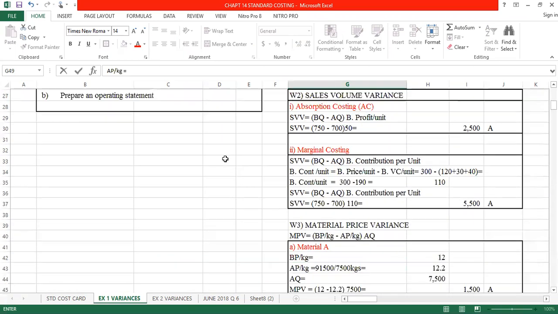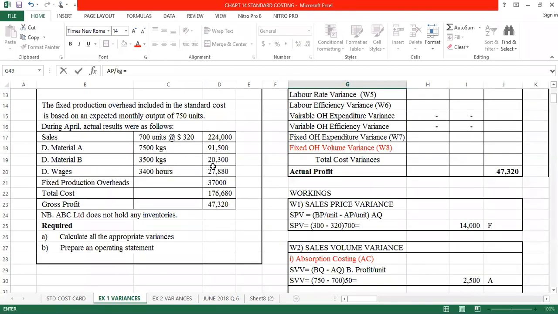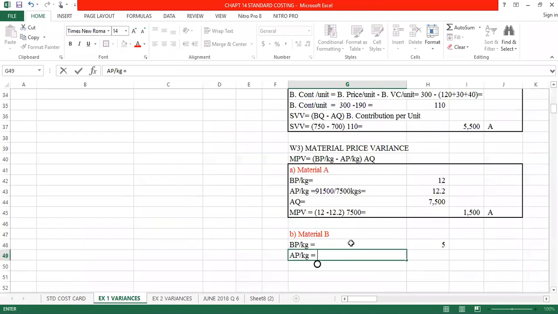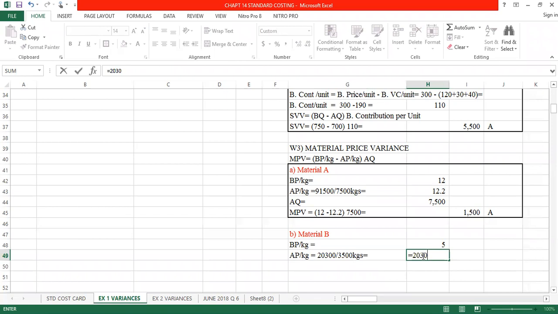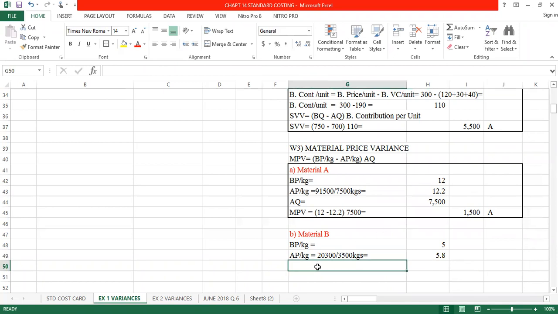Actual price per kg, we calculate it. Material B: 2,300 divided by 3,500 kgs. So what do we get? It is equal to 2,300 divided by 3,500. If we round off, we get 5.8. Next, what is the actual quantity?